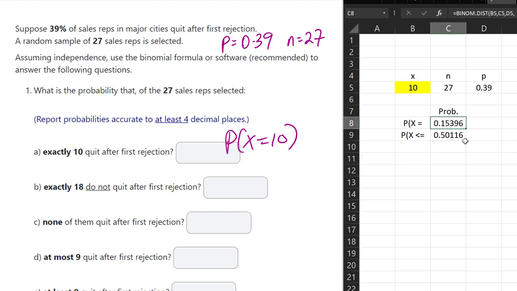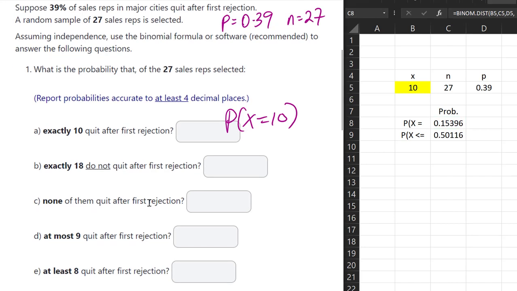For the second one, exactly 18 do not quit. So there are two ways to look at this. We can say exactly 18 do not quit. That means the remainder, 27 minus 18, that will be 9 quit. So we can say X equals 9 will quit. Another way to do that is to still use X equals 18, but then P will now be 1 minus 0.39, and that will give us the same results.